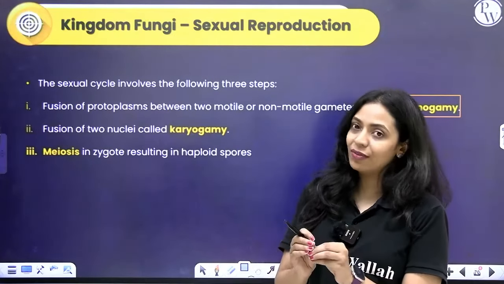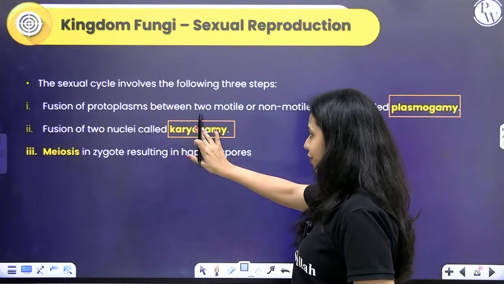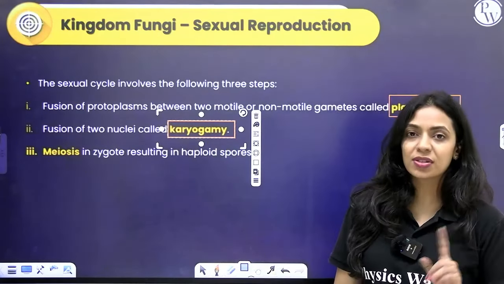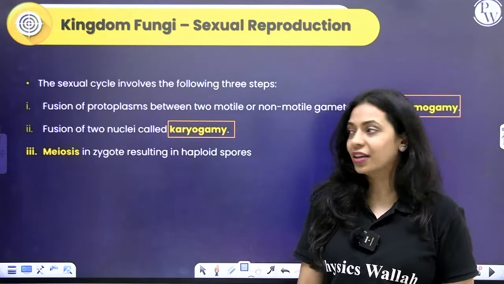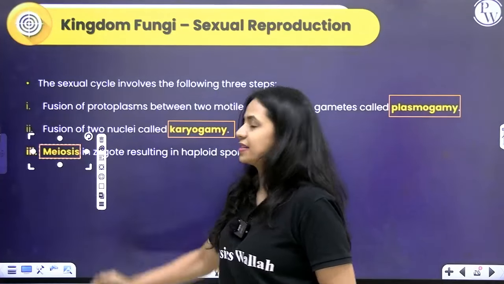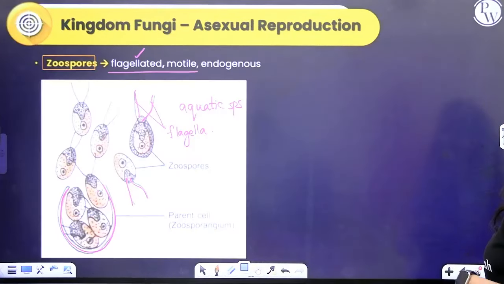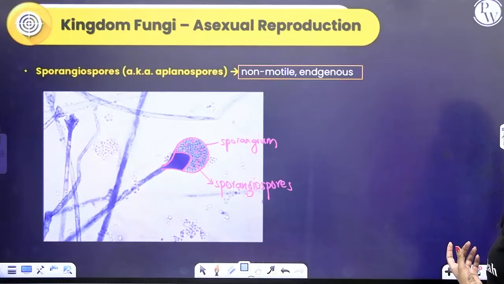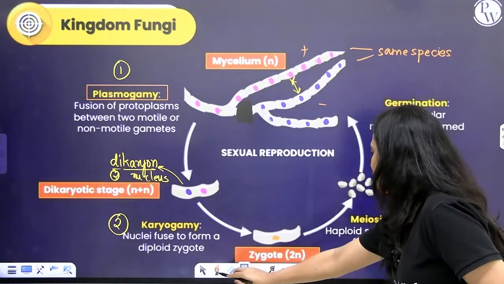Eventually, the two nuclei will fuse by a process called karyogamy. As a result of karyogamy, the zygote will form, which is diploid. The zygote will undergo reductional division or meiosis and give rise to haploid spores. The spores will germinate to give rise to new mycelia. So, this is how sexual reproduction happens, and while sexual spores are being produced, meiosis will take place. This is the third step.